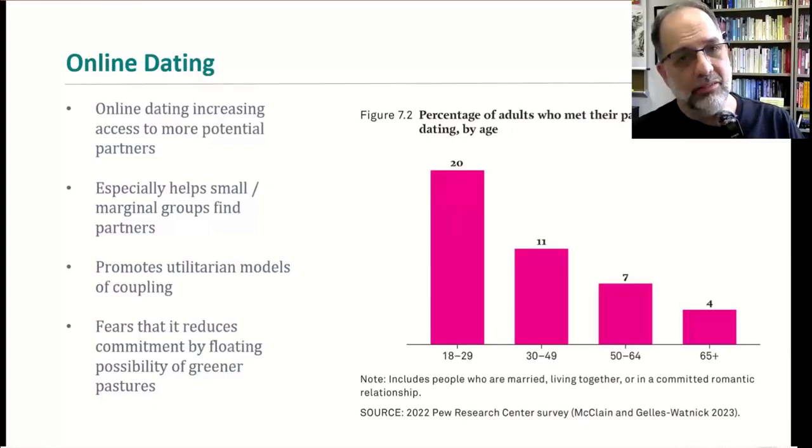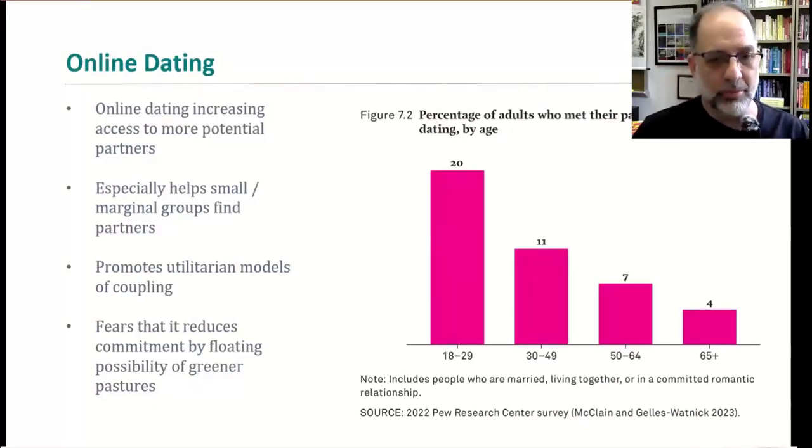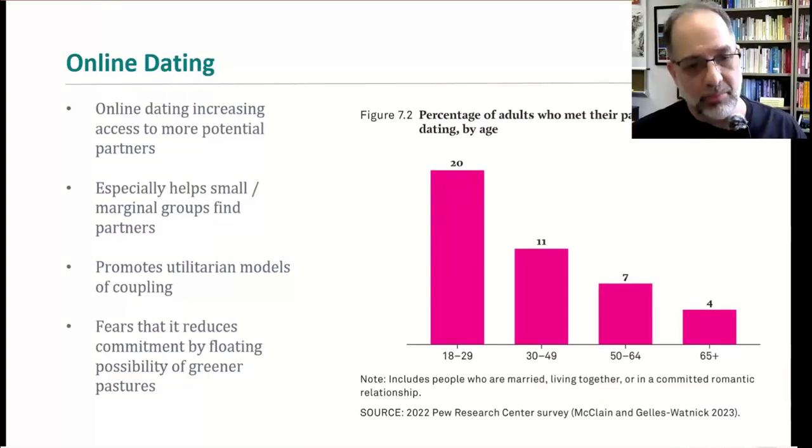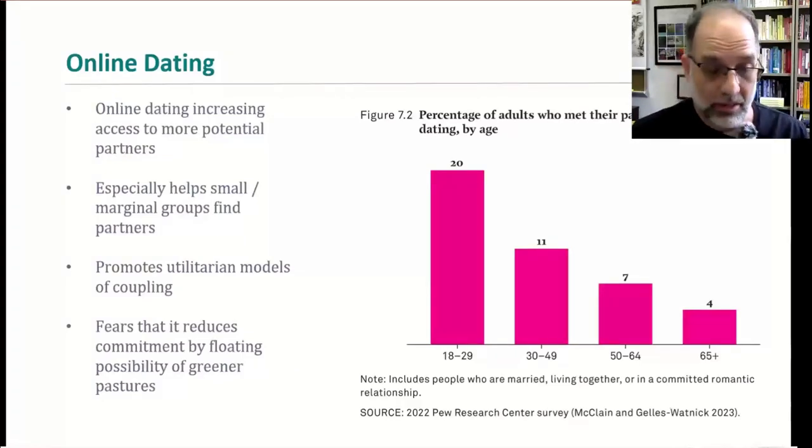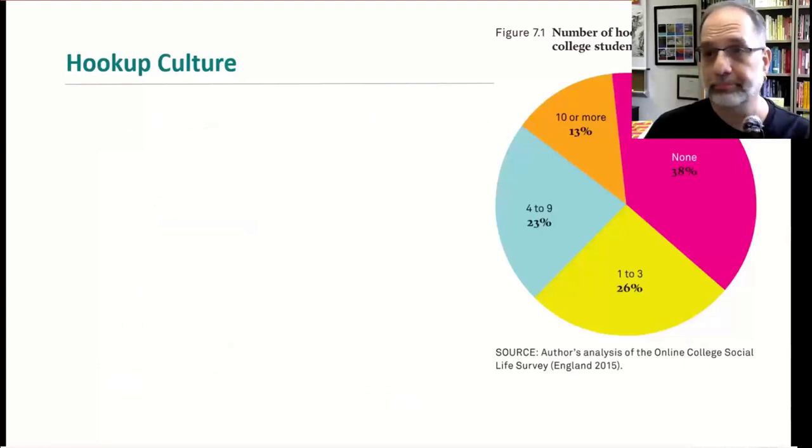And there is a concern, and it's hard to pin down whether or not this is a legitimate concern, that it reduces commitment. That is, if it's so easy to meet new people all the time, then maybe people will be reluctant to commit to the person right in front of them, because in the back of their mind, they're always thinking, yeah, but there's another person just a click away. So there is a concern that online dating reduces the amount of commitment, especially early in relationships. Whether that's good or bad, we can discuss.